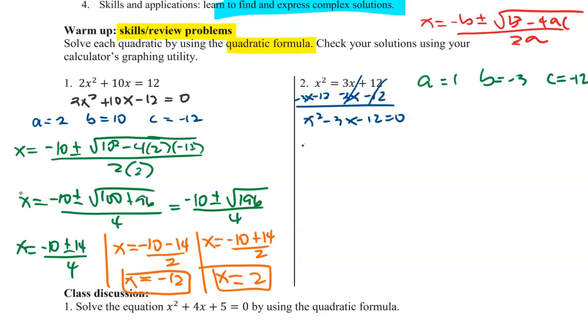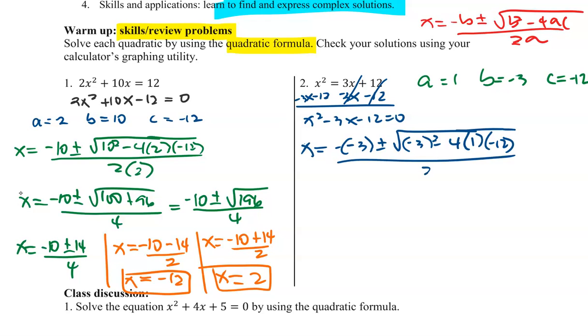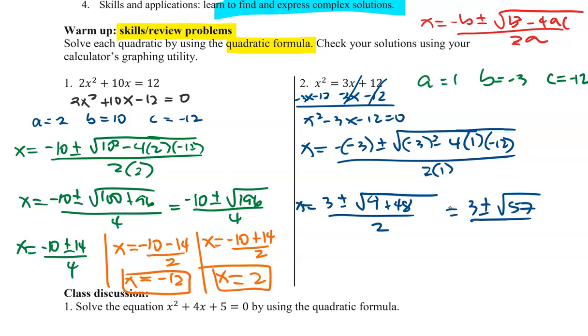So solving for x, negative of negative 3 plus or minus the square root of negative 3 squared minus 4ac, all over 2a, 2 times 1. Negative of negative 3 is positive 3. Negative 3 squared is 9. Negative 4 times 1 times negative 12 is positive 48, over 2. 9 plus 48 is 57, over 2.